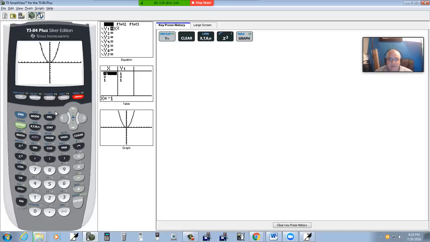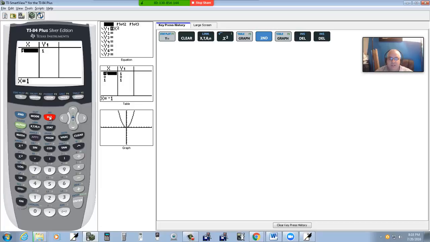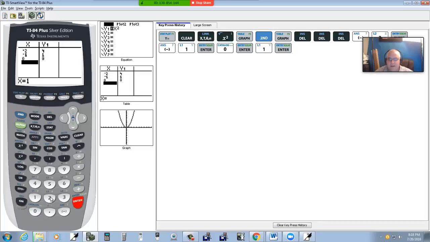And again, if you want to build a t-chart, you can go to your table. If I do second graph, you can plug in whatever values you want here. To clean out old ones, you just press your delete key. So I could put in -2, -1, 0, 1, and 2. And you see you get your values.